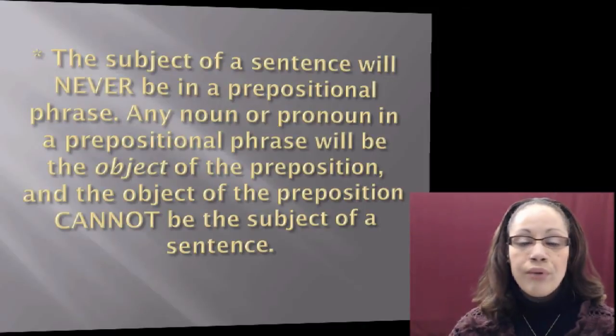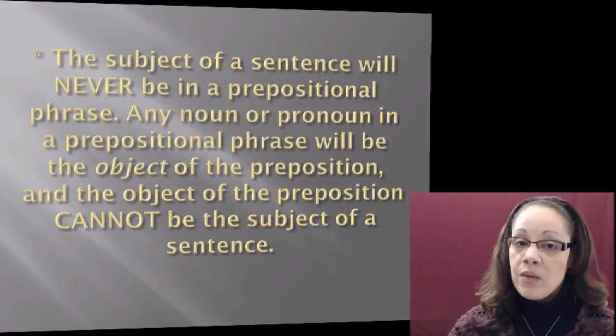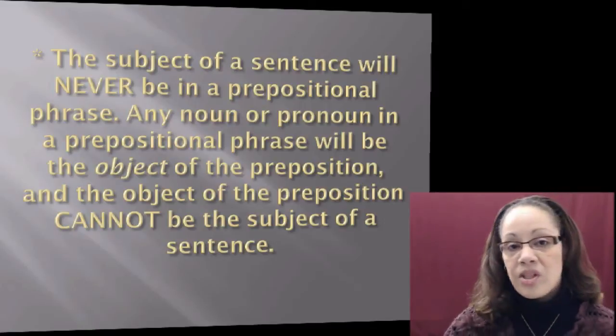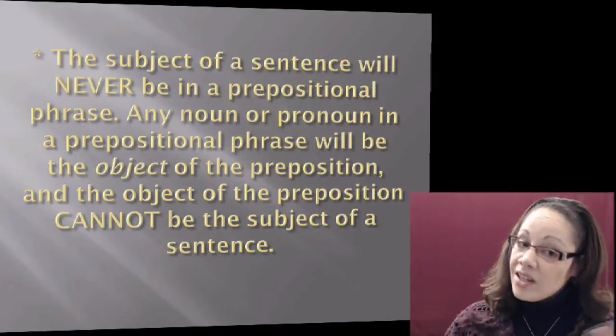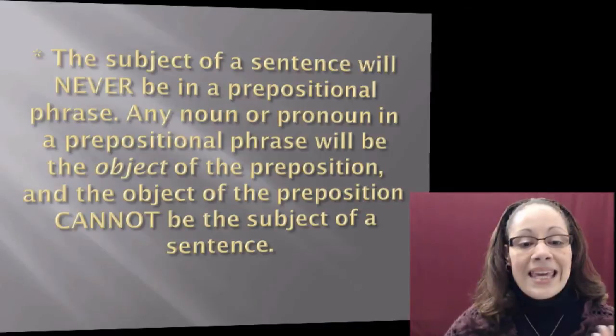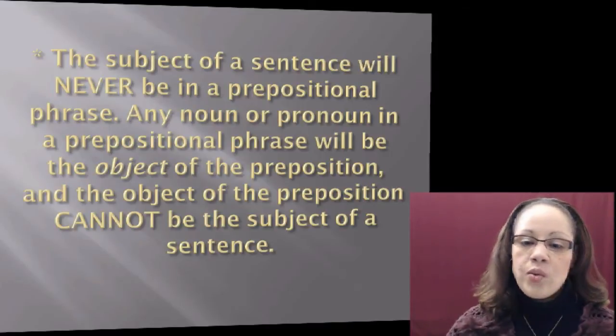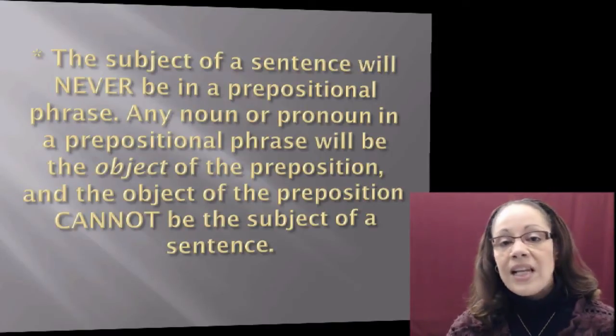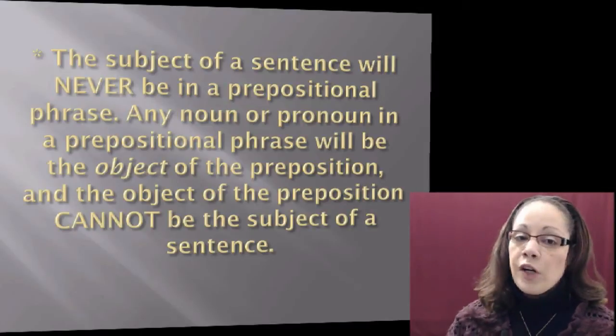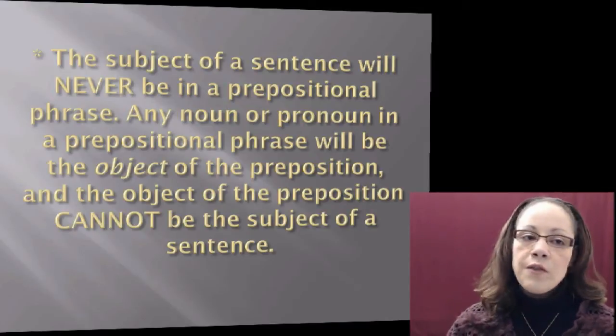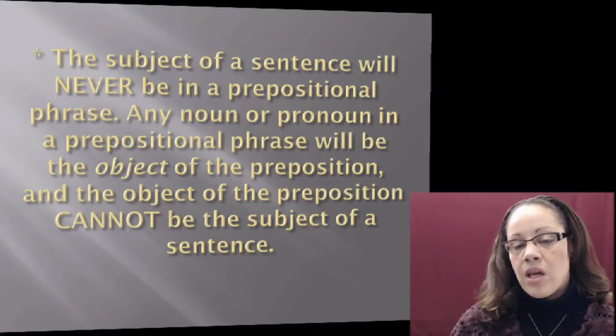So any noun or pronoun in a prepositional phrase will be what's called the object of the preposition. And the object, which is a noun, like a subject is, can never, ever be the actual subject of the sentence. So we have to eliminate those prepositional phrases first, if they are included in our sentence, to figure out what the subject and what the verb is in the sentence.